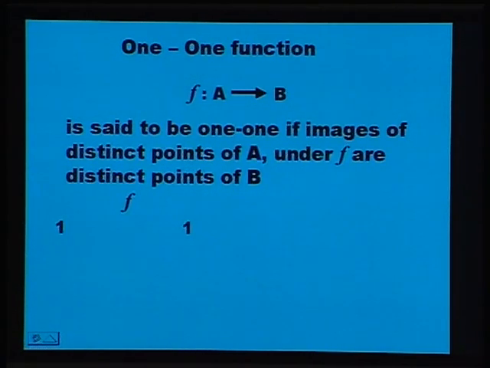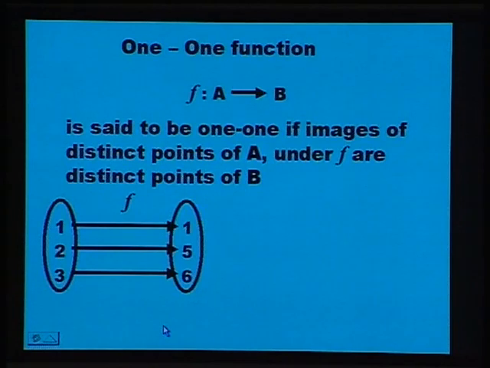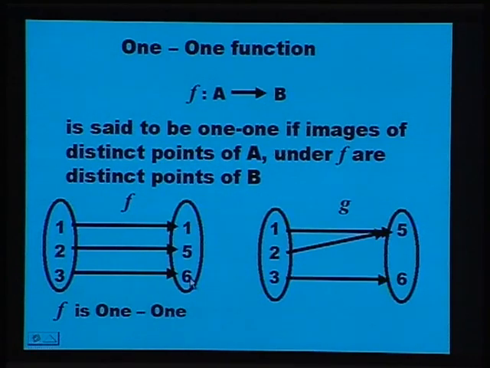Let's take an example. F is a function and f is 1-1 because no two elements of the domain have the same image. Let's take another example. G is a function, but G is not a 1-to-1 function because two elements of the domain have the same image. So G is not 1-to-1, but f is.